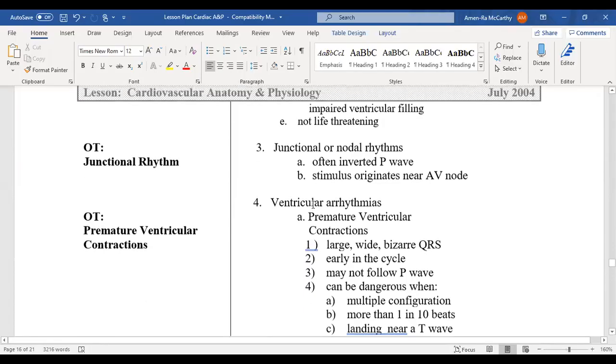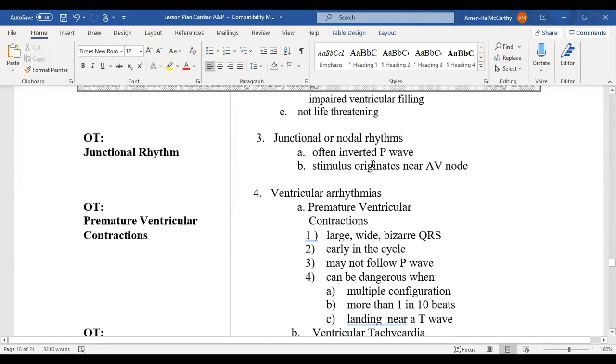You have some junctional nodal rhythms, often inverted P wave. When a P wave is inverted, instead of it being on top, it's inverted. That will be a junctional rhythm, okay? A junctional rhythm. All right.